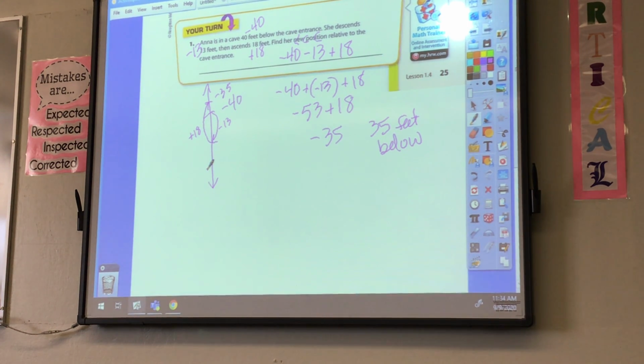Question. And that does make sense because the difference between 13 and 18 is 5. So she went 5 up more than she went down. And so that would make sure that she's above the cave entrance. Let's go ahead and turn the page.